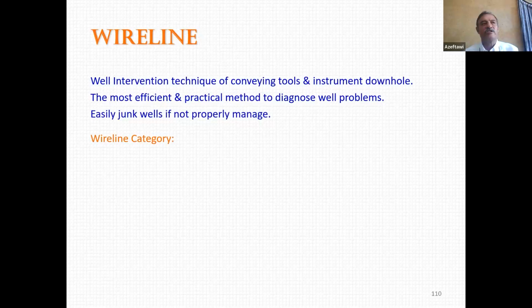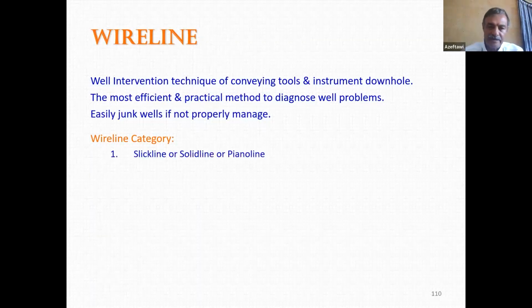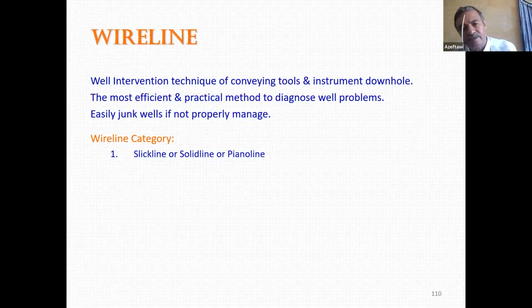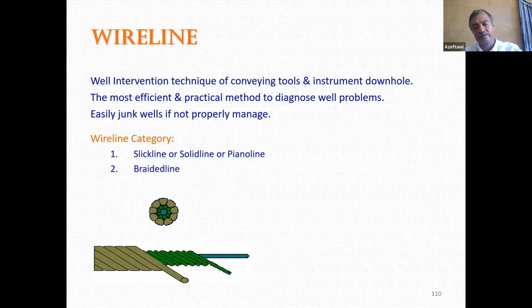We have three categories of wireline. We have what we call slick line, solid line, piano line. This is what you see in front of you now. This is solid line. See, it's solid, it's not hollow. You call it piano line because it is very tiny, like piano wire. And we have braided line. This is a braided line. What you see now is braided line.